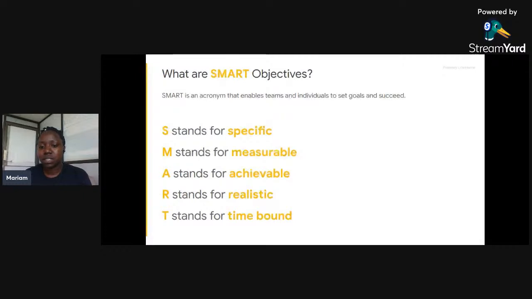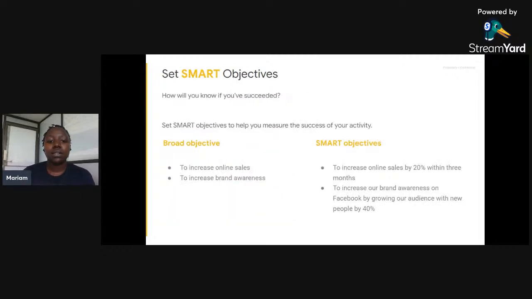Be realistic, please. And also be time bound. If you want to achieve this, in what specific period do you want to achieve it? That is something that is really motivating, and it actually continually moves you forward. Okay, so after you've understood what we mean when we say setting SMART objectives.